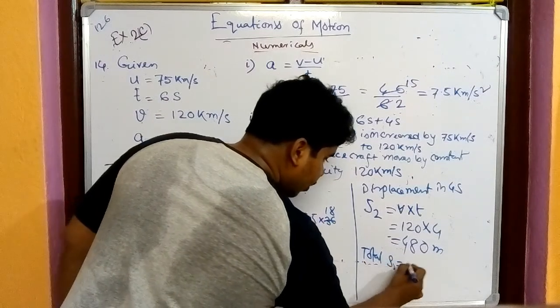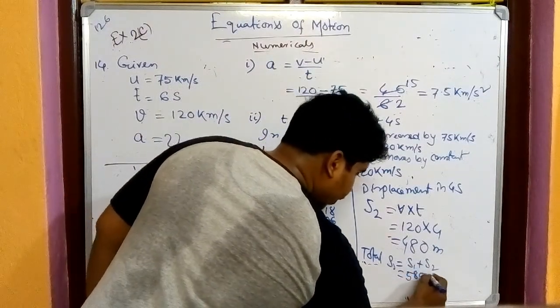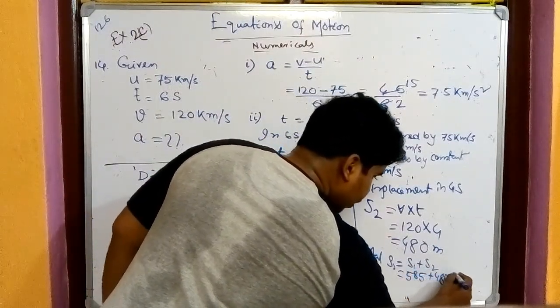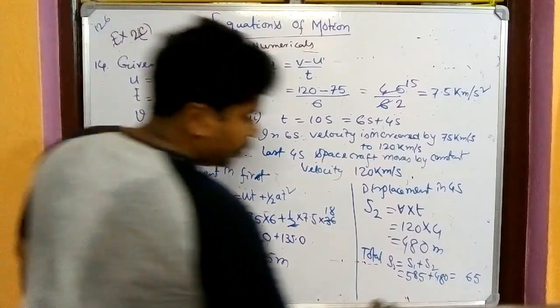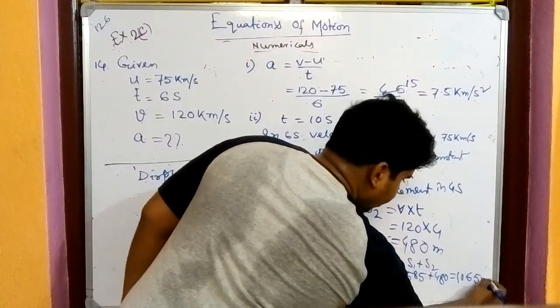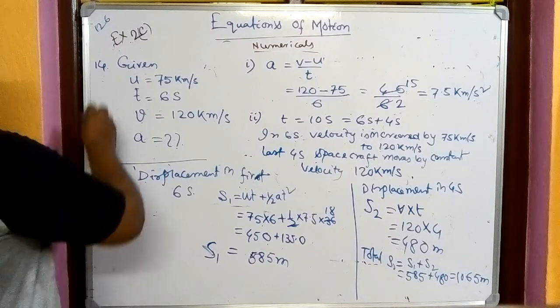Now the total S equals S1 plus S2. So that is 585 plus 480, which is 1065 meter. That is the total distance covered in 10 seconds. I think it is clear enough. If you want to copy it, pause the video here, copy the numerical, and try to understand. And I am going to the last one.